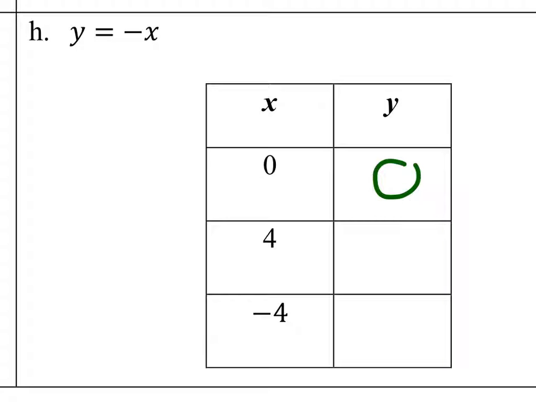What about when x is 4? Negative 4, very good. What about when x is negative 4? Yeah, because it's negative times negative 4, which is 4. There we go.